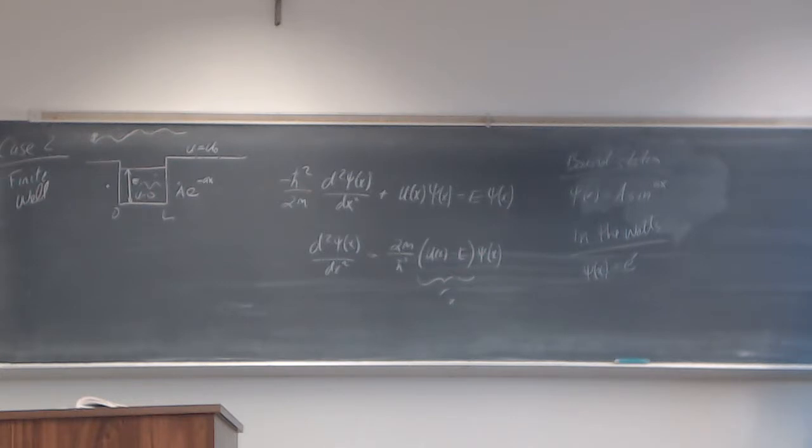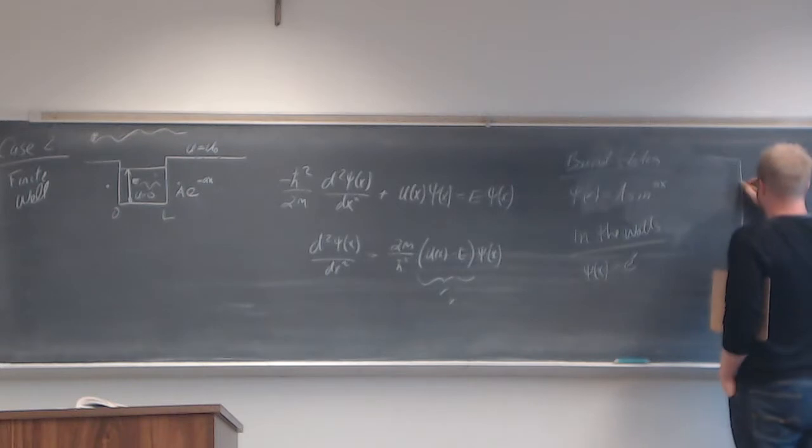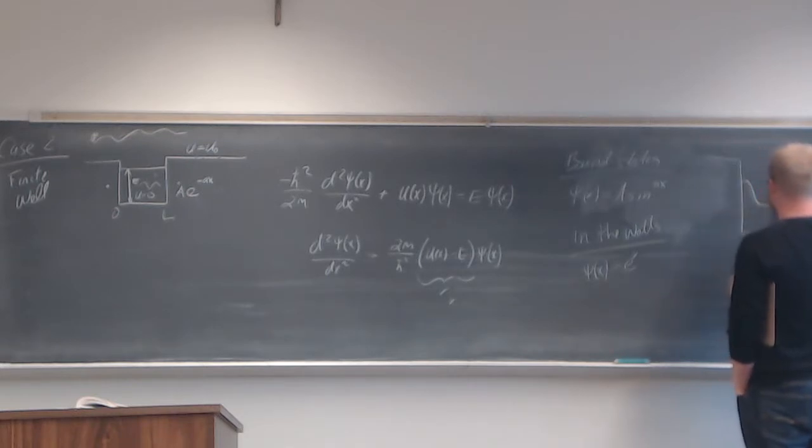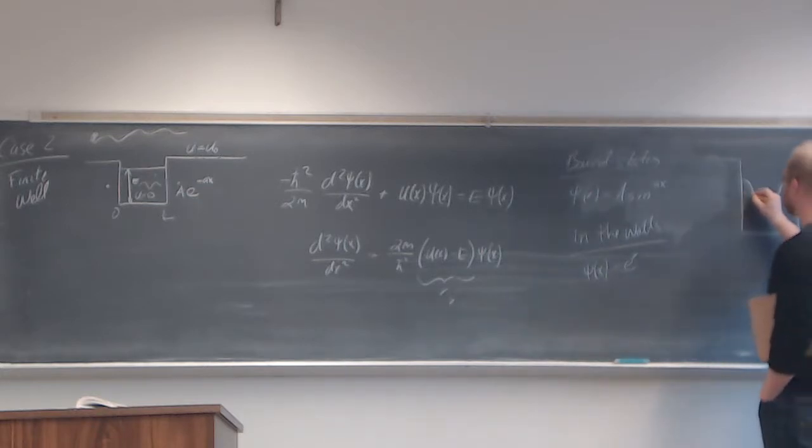Now, that says it's an exponential, which is kind of interesting. Inside these walls, we've got these sinusoidal functions that look something like this. And outside, we have exponential functions. Turns out that that works out really well for us, because if there wasn't a possibility of the particle being in the wall, there was no way that we'd actually be able to solve our smoothness functions.